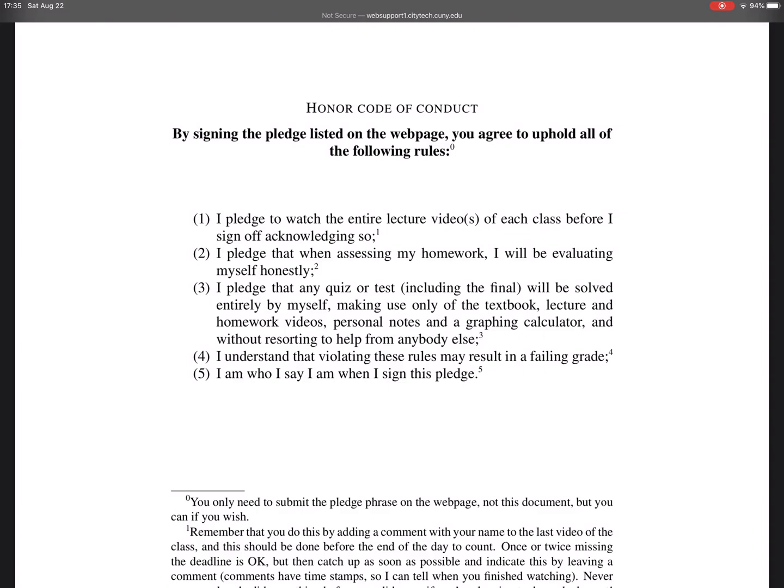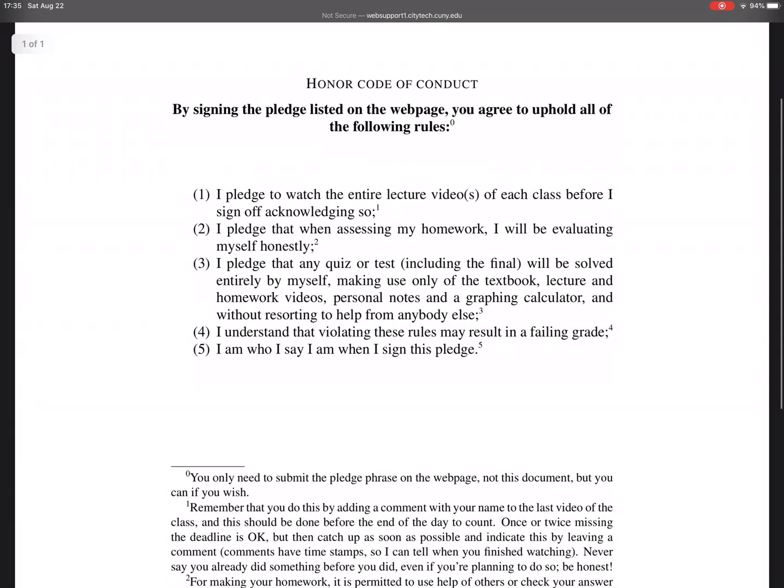It means that you only say that you watched the video if you actually watched the video. I pledge that when assessing my homework, something that I have not talked about yet but that you're going to have to do, I will be evaluating myself honestly. When we get back to this homework assessment, I will tell you what it is exactly about. But again, you're pledging that you're doing this honestly.